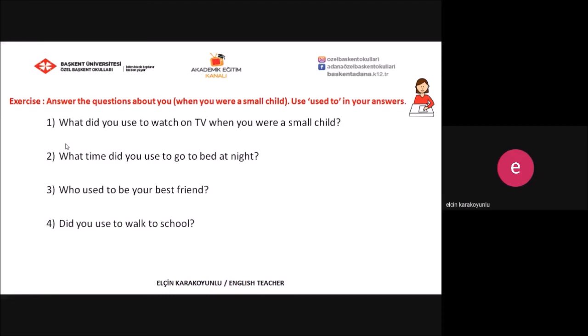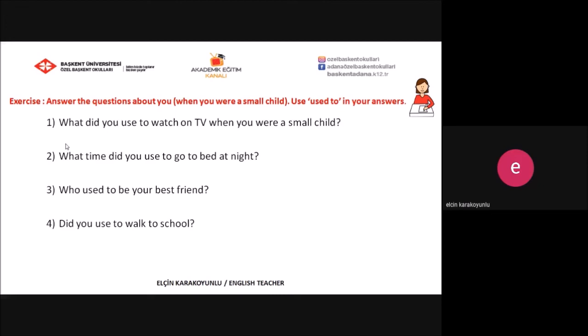And the second exercise, answer the questions about you. Imagine yourself when you were a small child. Then use used to in your answers. Like that, for example, what did you used to watch on TV when you were a small child? Just think about your childhood, then you can easily answer these questions.